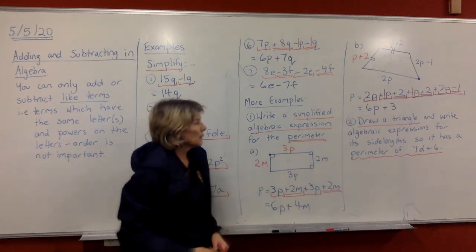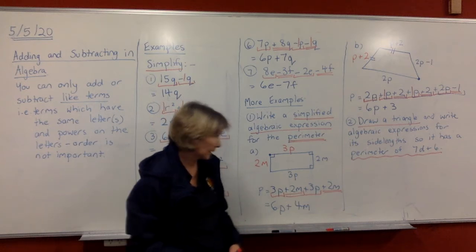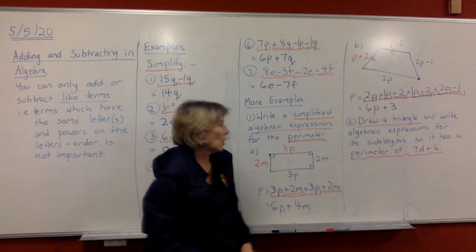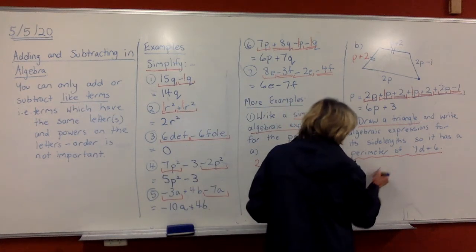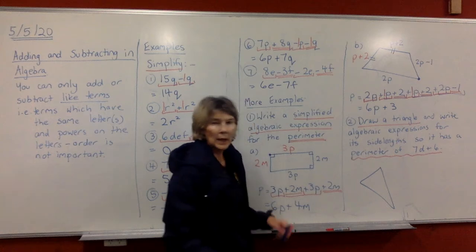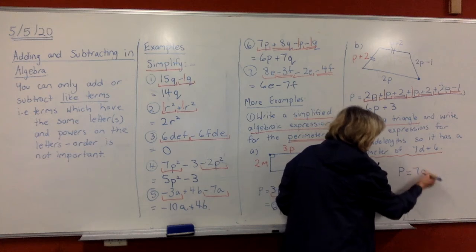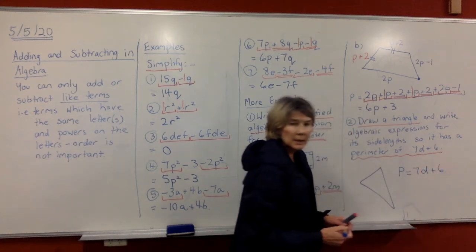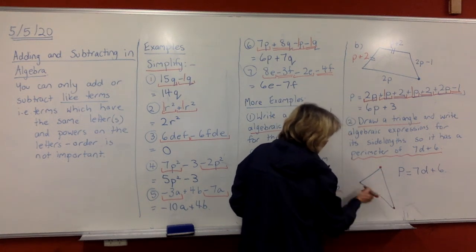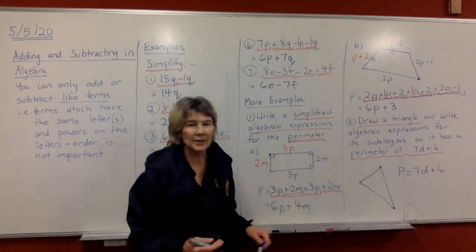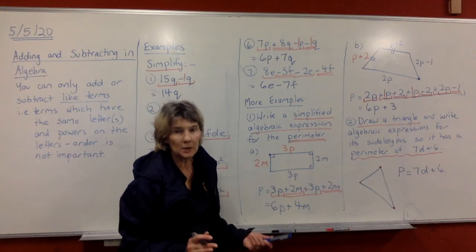Okay, down in number 2, it says draw a triangle and write algebraic expressions for its side lengths so it has a perimeter of 7d plus 6. So we are going to draw a triangle, just like they asked. Just draw anything. And just remember that down here it tells you the perimeter has to be 7d plus 6. So that means when we add up our three sides, we have to end up with 7d plus 6. So you can just make up whatever you like as long as it adds up to 7d plus 6 at the end.